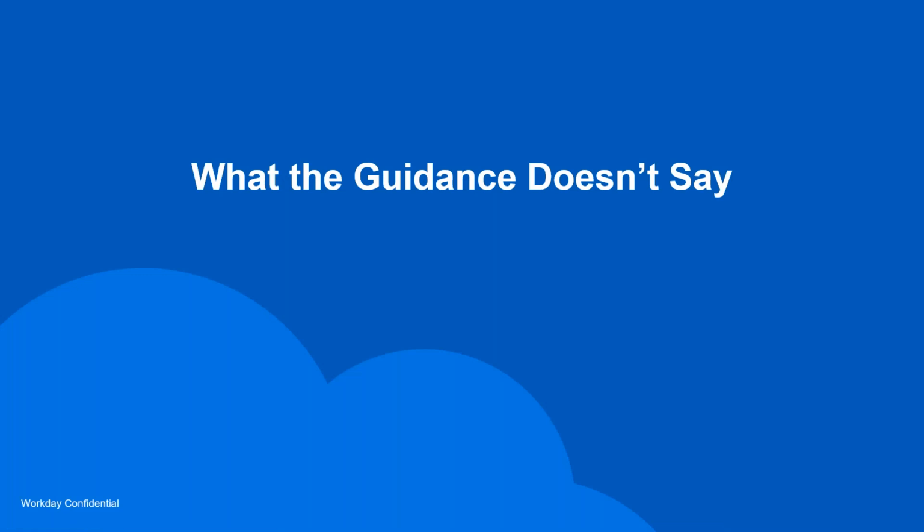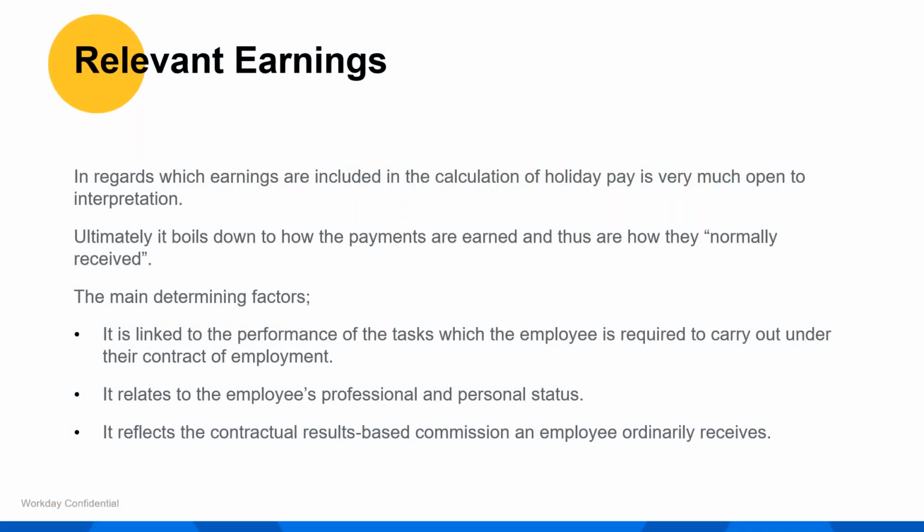So, what the guidance doesn't say. Relevant earnings, in regards to which earnings are included in the calculation of holiday pay, is very much open to interpretation. Ultimately, it boils down to how the payments are earned and thus how they are normally received. The main determining factors are: is it linked to the performance of the task which the employee is required to carry out under their contract of employment? Does it relate to the employee's professional or personal status? Does it reflect the contractual results-based commission an employee ordinarily receives?